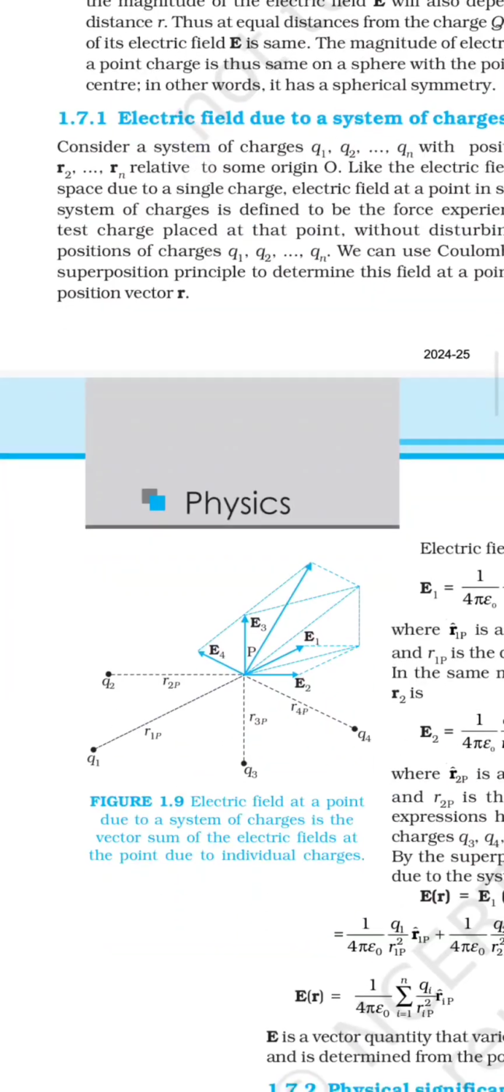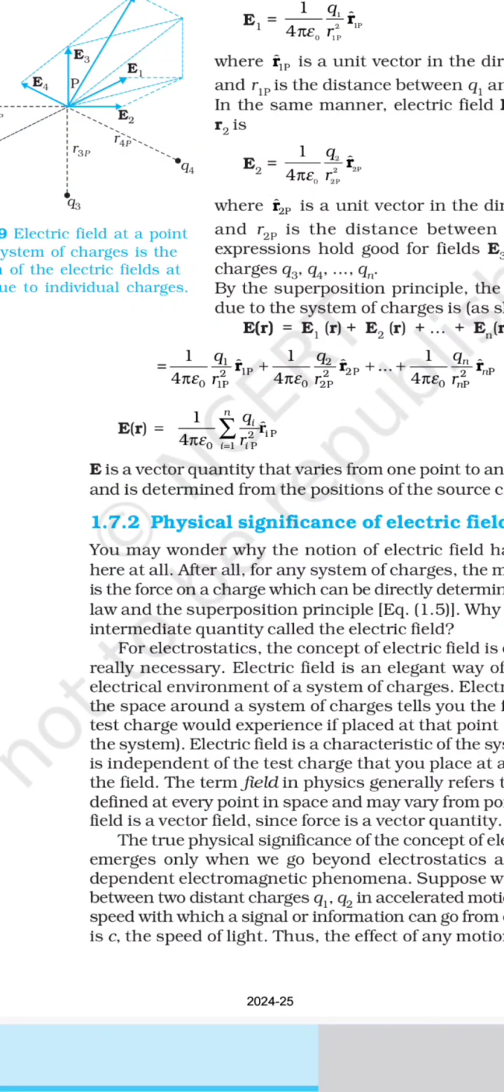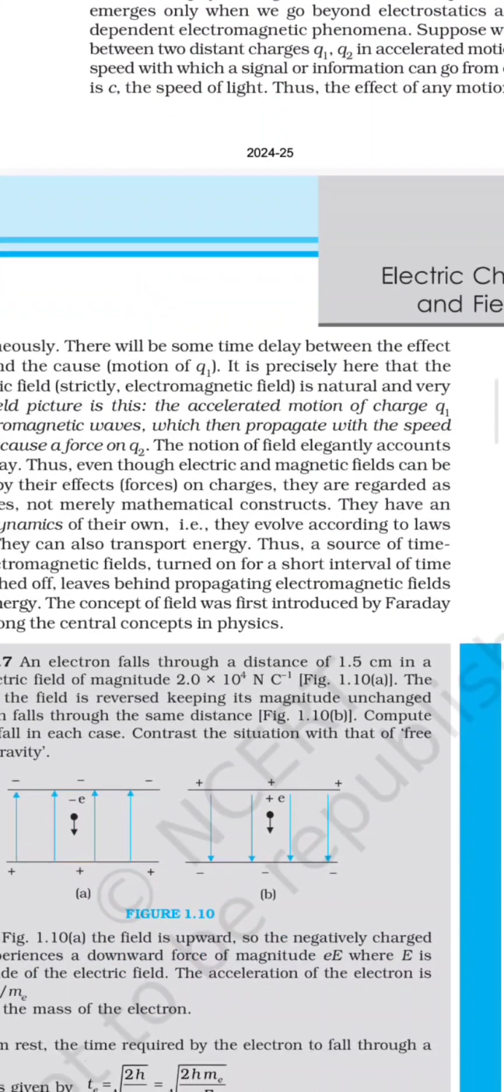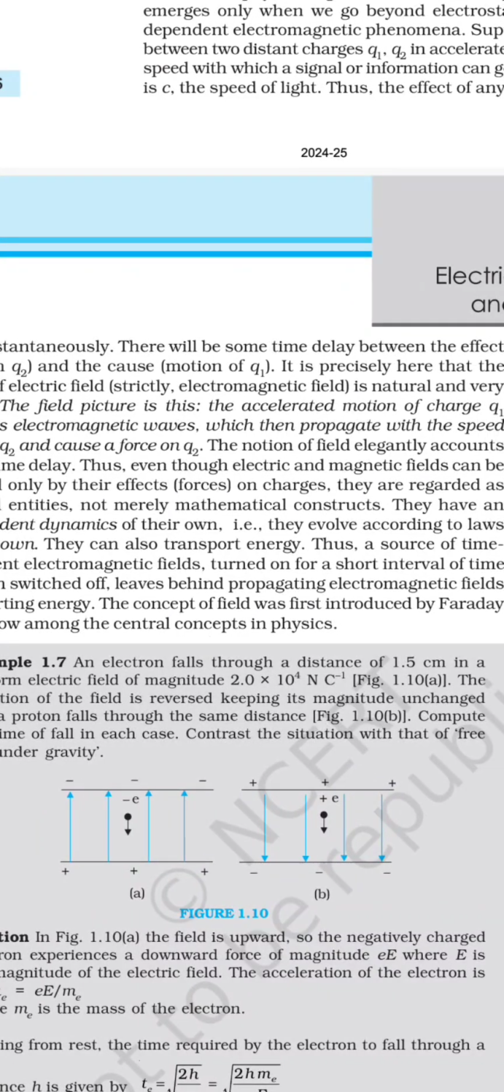Next we have the physical significance of electric field. The term field in physics generally refers to a quantity that is defined at every point in space and may vary from point to point. It is a vector quantity, but force is a vector quantity also. In the field picture, the accelerated motion of a charge, supposing q1, produces EM waves which propagate with the speed of light, reach q2 and cause a force on q2. So they have an independent dynamics of their own.